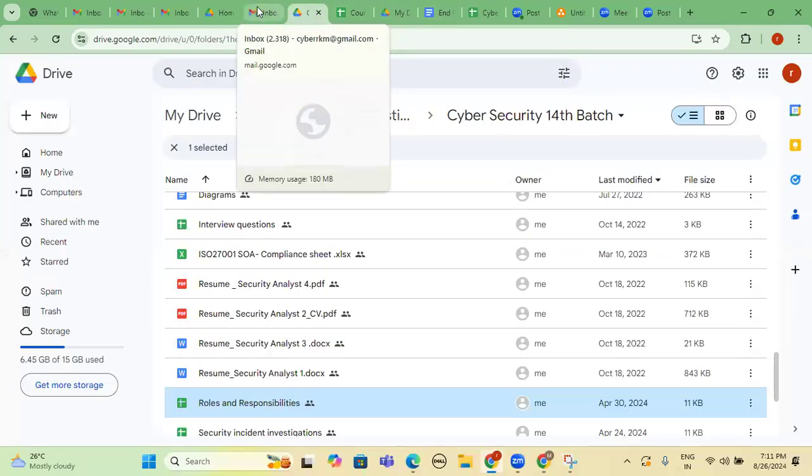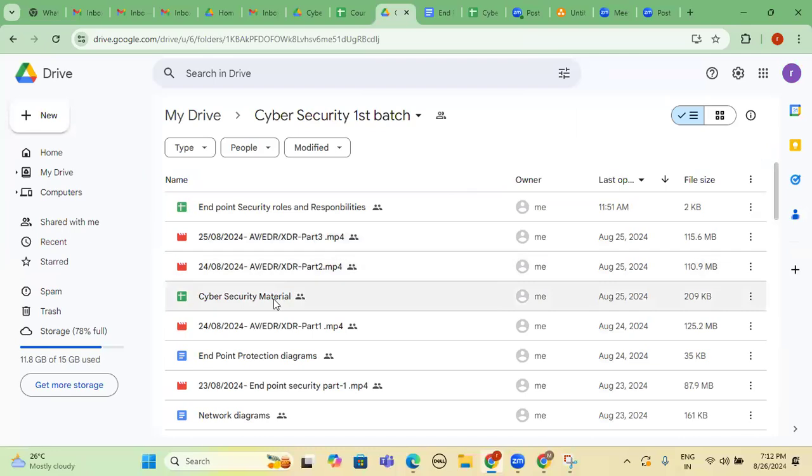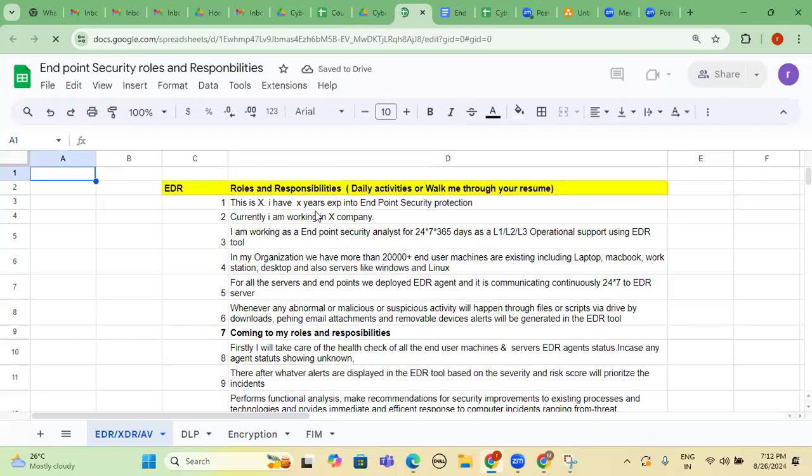Go back to our first batch and go to endpoint security roles and responsibilities. I created this particular sheet today afternoon. So these are all your EDR roles and responsibilities.